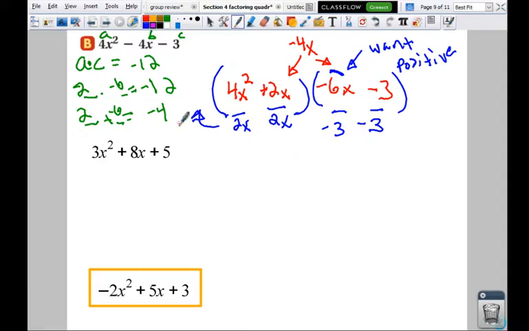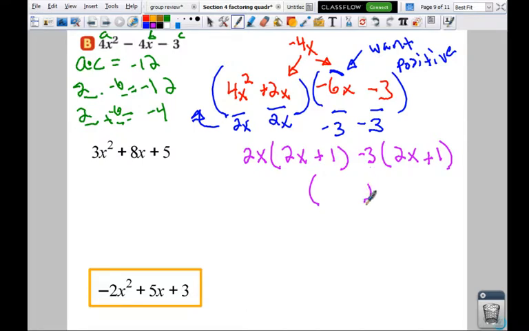Alright, so I'm taking out a 2x in my first one. And I have, let's see, a 2 and an x, and then plus 1. I took out a negative 3 for my second one. Negative 6x over negative 3 is positive 2, and I go x. And then negative 3 over negative 3 is a positive, so plus 1. Like that. And we have done all of our work. We just need to write down our final answer.